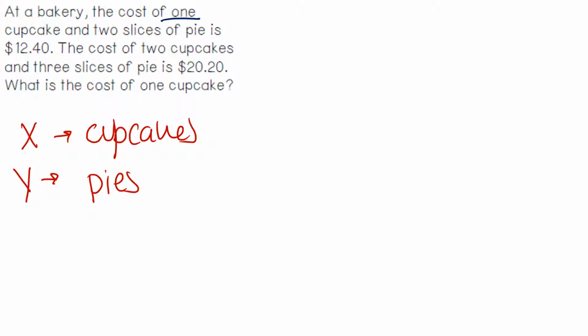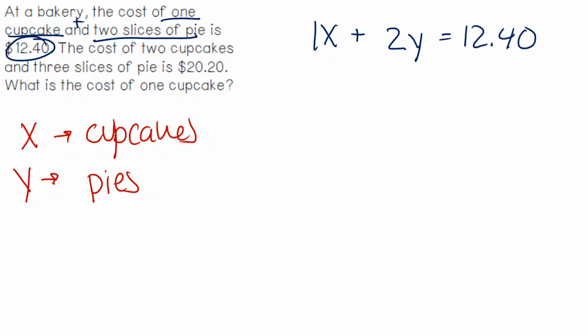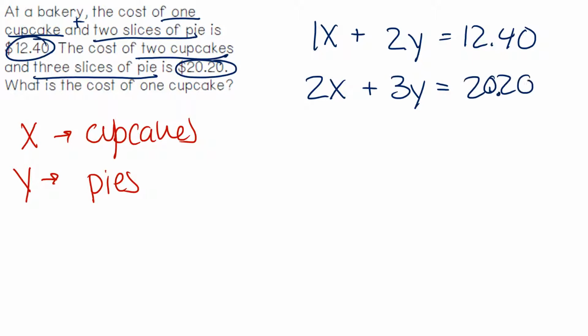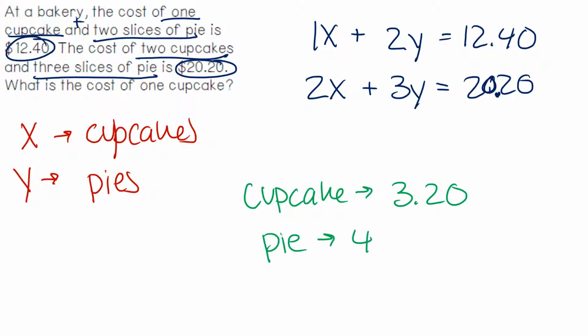When we write our equation, we're buying 1 cupcake, so 1x, and 2 slices of pie, and the total is $12.40. The second sentence, we have 2 cupcakes, so 2x, and 3 pieces of pie for the total of $20.20. Using either the substitution or the elimination method to solve, you should get the answer that a cupcake is $3.20 and a piece of pie is $4.60.